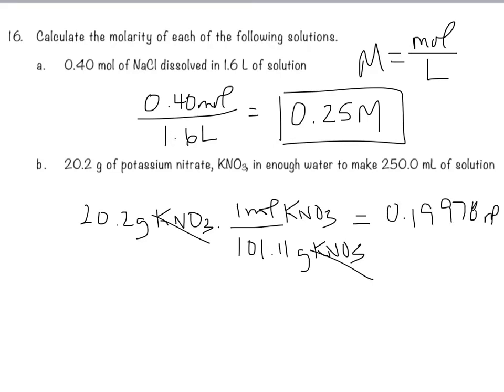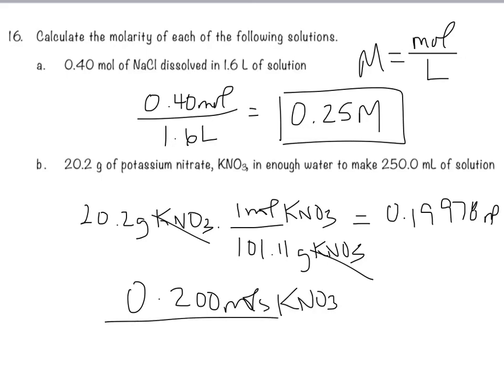0.19978 moles, and so I'm going to round that to 3 sig figs. It's going to be 0.200 moles of KNO3. And then I take the moles of solute, I divide it by the total liter of solution. Notice that these units are in milliliters, so I must convert that to liters.